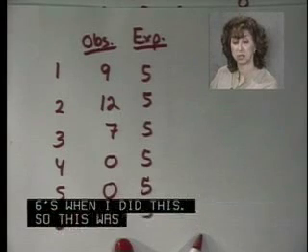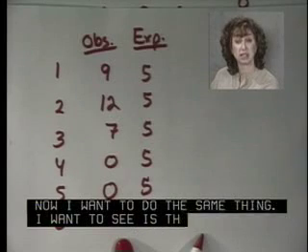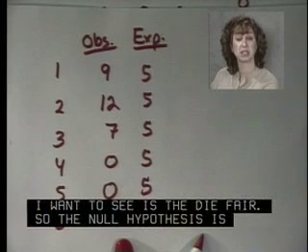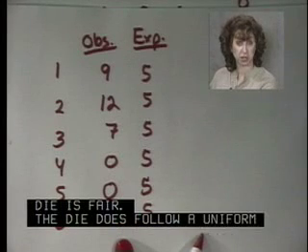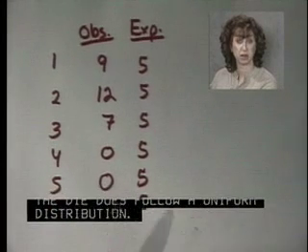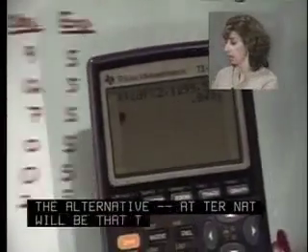And now I want to do the same thing. I want to see, is the die fair? So the null hypothesis is the die is fair. The die does follow a uniform distribution. The alternate will be that the die does not follow the uniform distribution. So now we're going to enter the data into the calculator.